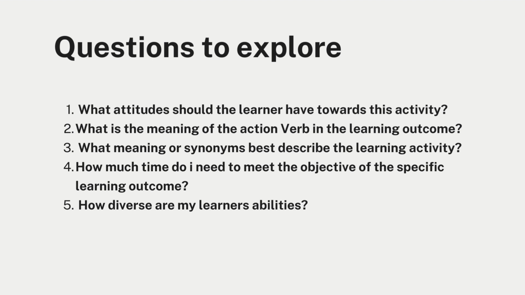The third question is what meaning or synonyms best describe the learning activity. For example, in our learning outcome, making ready would be a good choice for preparing a sewing machine for basic straight stitching. Other questions include time allocated for the learning outcome and diverse learners' abilities.